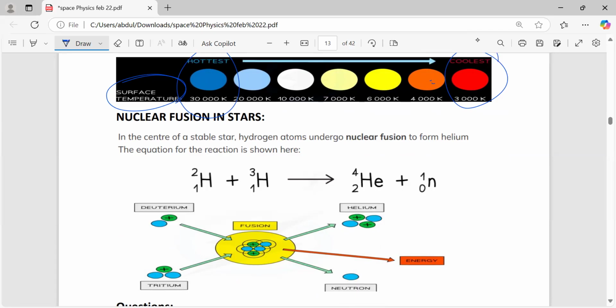So in the center of a stable star, hydrogen atoms undergo nuclear fusion to form helium. Fusion means join together. The equation for the reaction is shown here.